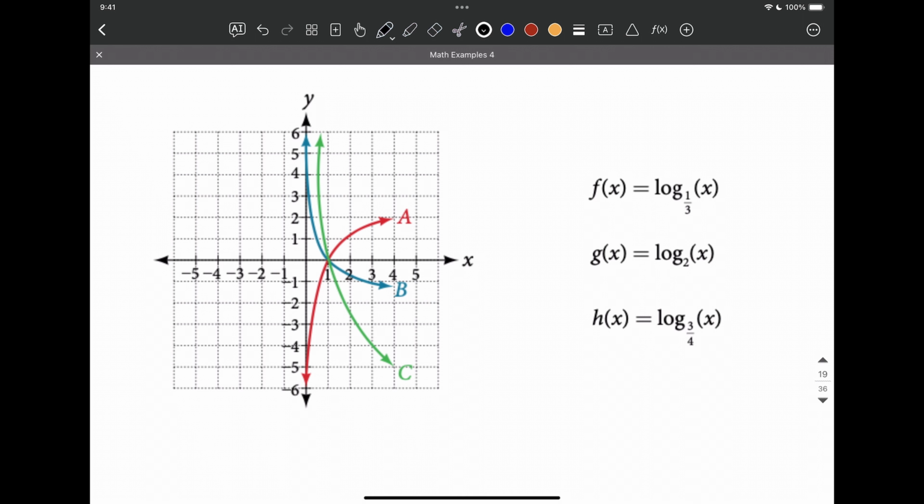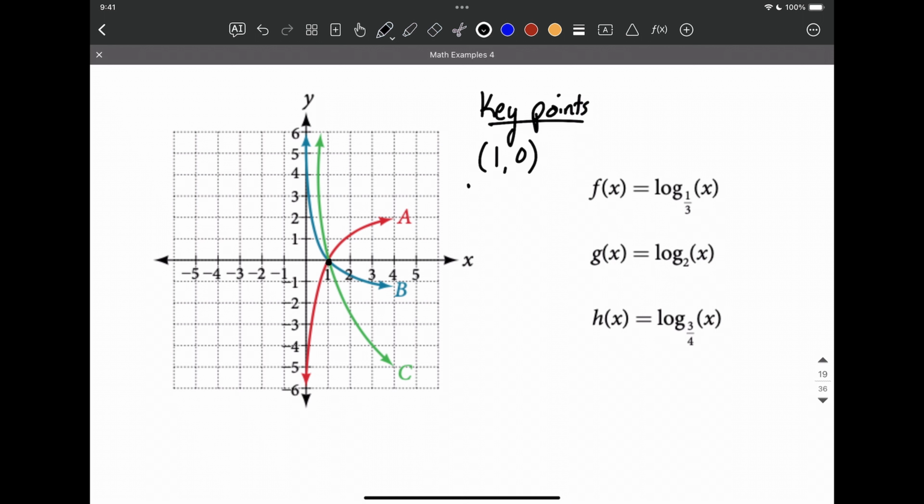All right, let's take a look at this problem where we're trying to match the graphs of three logarithmic functions with the functions themselves. So when we're doing these, what we like to do is think about key points. And there are a couple different ways you can think about these key points. Now, on logarithmic functions, they all have the same key point, (1, 0). As you can see, these all kind of cross over here, on the x-axis. They all have the same x-intercept at 1.